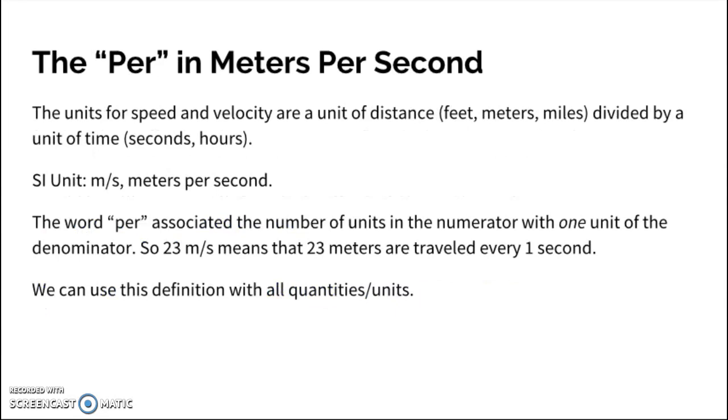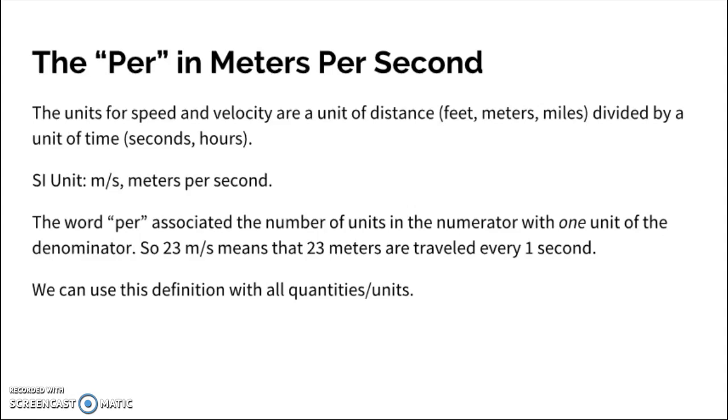And finally, I just want to mention the units we see here, with this per in meters per second. The units for speed and velocity are a unit of distance, so that can be feet, meters, miles, depending on whatever we're dealing with, divided by some unit of time: seconds, hours, milliseconds, who knows. The standard unit used in physics is meters per second. That's our SI unit.